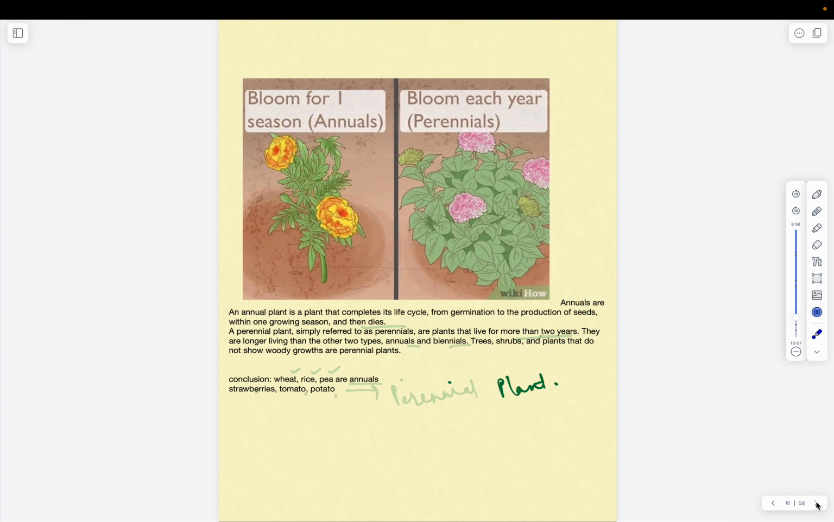Then the last question was related to the identification of leaves and to find out whether they are annual plants or perennial plants. So an annual plant is a plant that completes its life cycle from germination to production of seeds within one growing season, right? So it bears fruit in the first year of life itself. Perennial plants, on the other hand, are plants that live for more than 2 years. They are longer living than the other two types, which are annuals and biennials, right? So the conclusion is, these are the common examples: wheat, rice, pea are annuals; strawberry, tomato, potato are perennial plants.